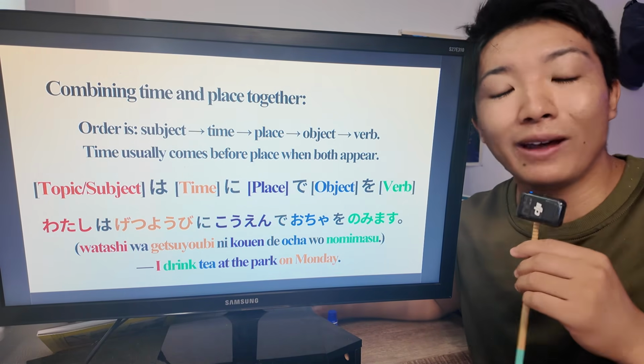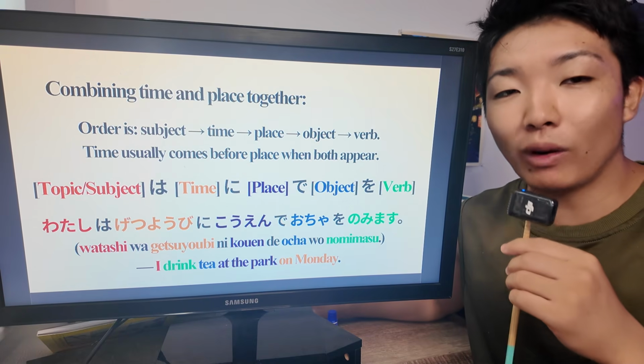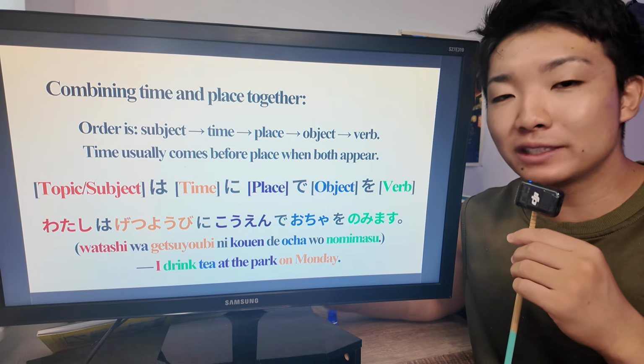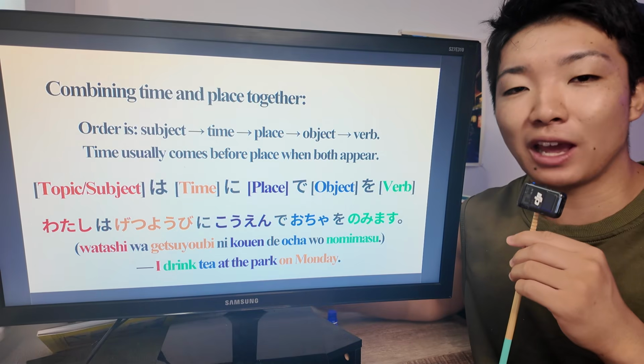So you might be wondering, what is は? What is に? What is で? What is that one word in between each element of the sentence?